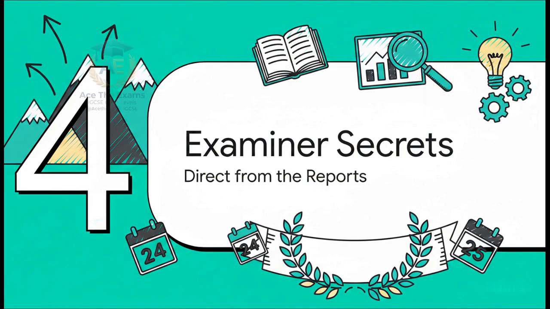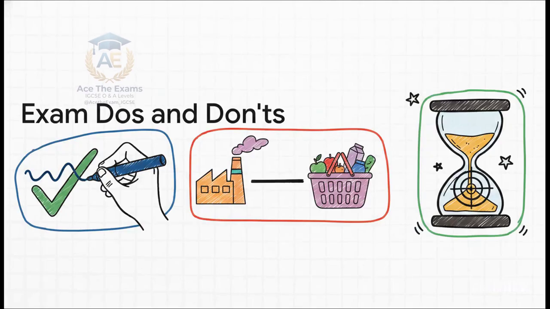Let's hear directly from the reports. Okay, to wrap up, let's look at some advanced insights pulled straight from the 2024 and 2025 Principal Examiner reports. The examiners have highlighted some very specific do's and don'ts. First up, you absolutely must ensure legible handwriting in your ledger accounts. Why? Because if the examiner literally cannot read your balance brought down or your date column, you are not getting the method mark, even if the math was perfectly right in your head.